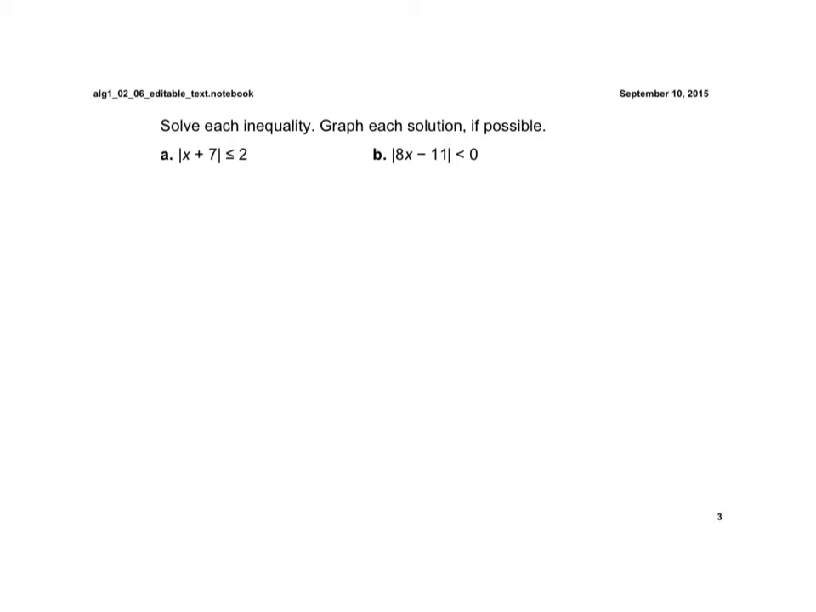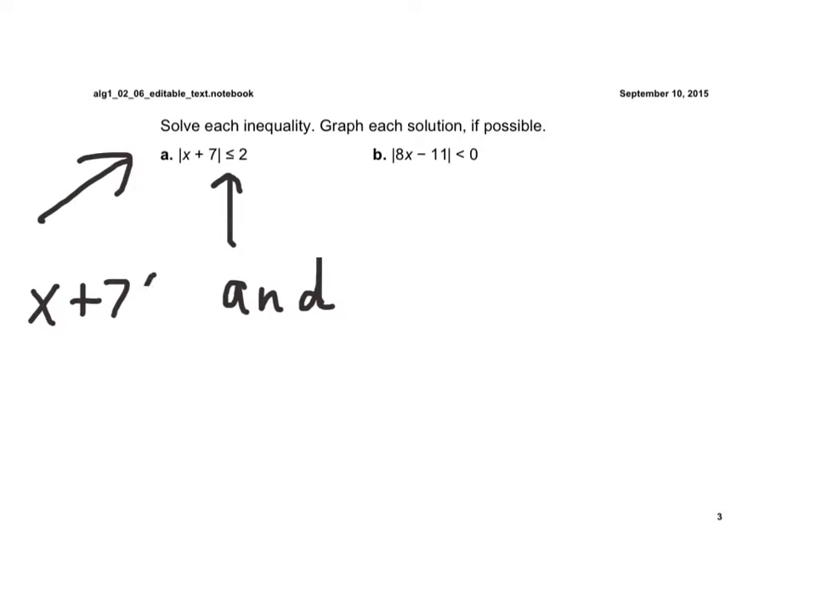So, when we first look, I want to make sure that the absolute value is isolated, which it is. And I also want to recognize that it's a less than, because if it's a less than, then I know it's a conjunction, and I'm going to use the word "and" between them. So the first one I'm going to have is x plus 7 is less than or equal to 2, and x plus 7 is greater than or equal to negative 2.